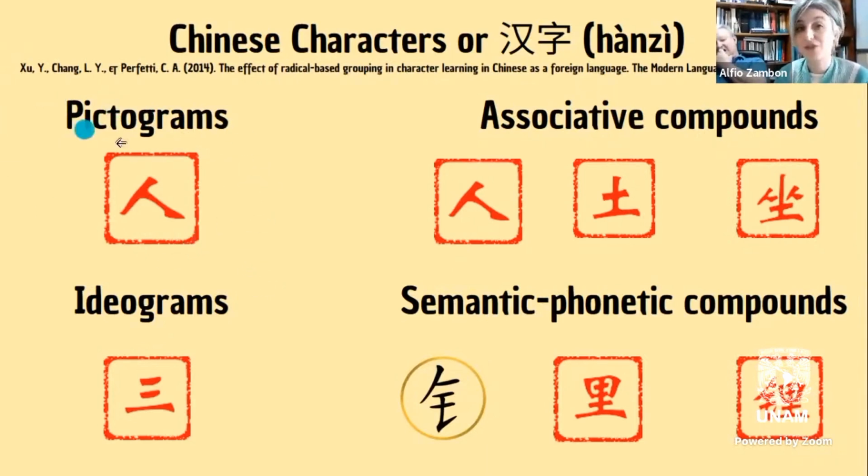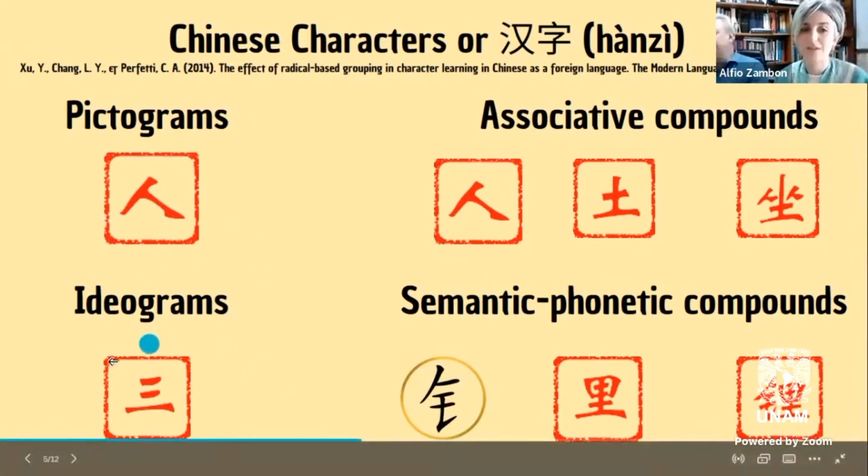We have pictograms that represent the concept, okay, or the object. In this case, Zhen, it's a person. And if you use a little bit of your imagination, you can see a walking person in the character, okay? In the case of ideograms, they represent abstract concepts. San gives the idea of 3.